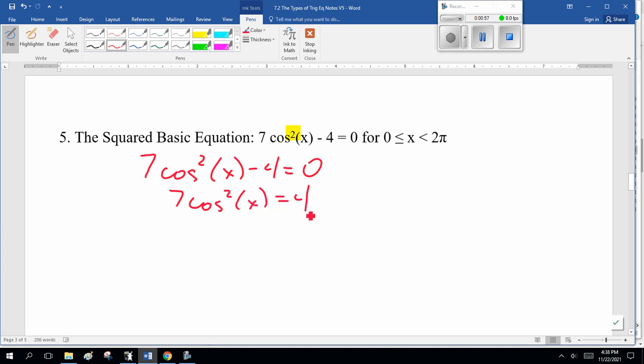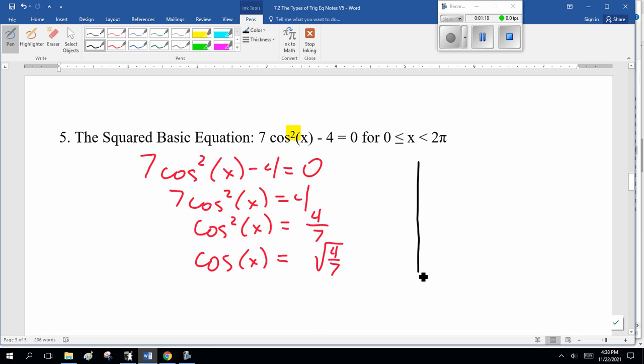So add 4 to both sides. So when you're going to graph this, I would wait till you get to the end. Cos of x is the square root of 4 over 7.